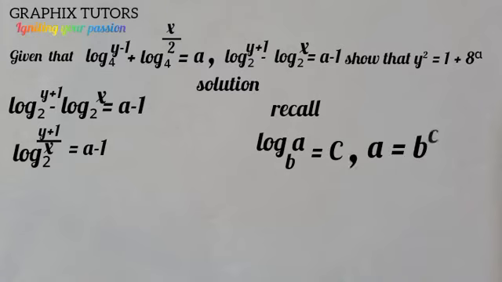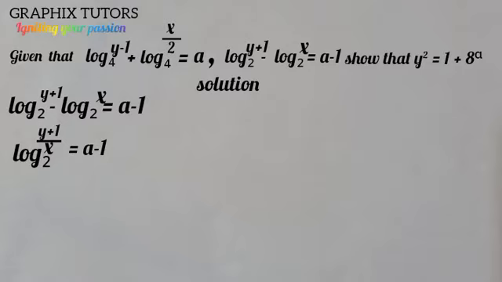That means the base of the log will go to the other side and lift the c up, just like I said earlier. So if I now implement it in the above expression, I'll be having y plus 1 divided by x is equals to 2 raised power what? A minus 1. The 2 is going to the other side and lift up the a minus 1.